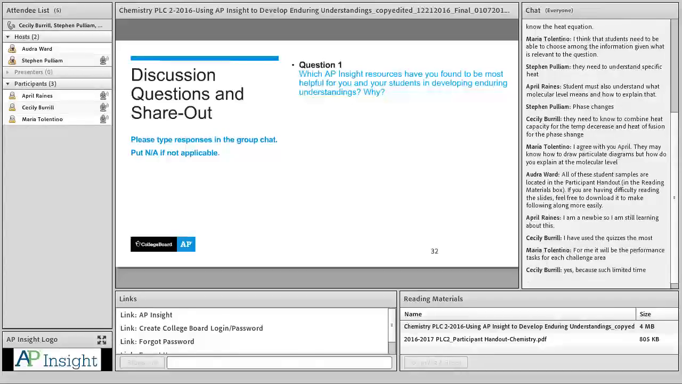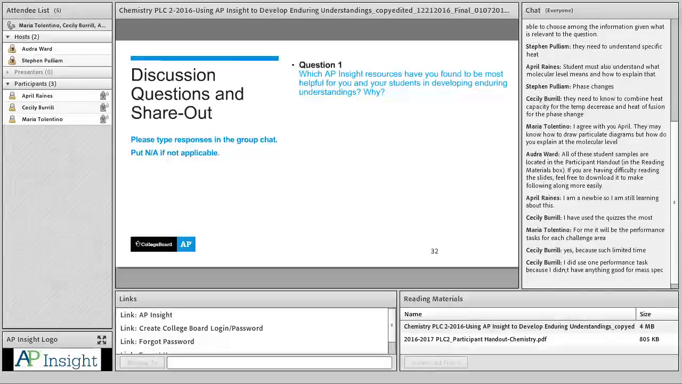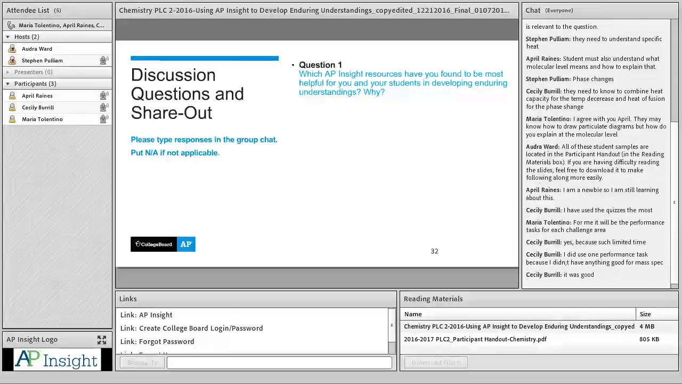Maria, it looks like you use the performance tasks for each challenge area. That's getting deep into it. Yeah, for each building block, there are the Poggle-like questions that you were talking about in the beginning, Stephen? I think it is very helpful for me because the way it is laid out already, the questions are designed so that the students will build their own understanding instead of me just explaining it and then just hoping that they will get it.